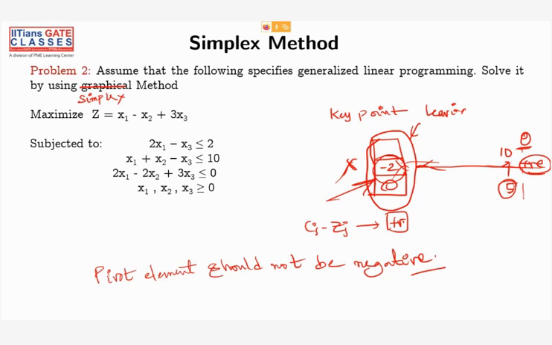Yeah, do. Come on, do. The row transformations will be applied up to column B only, right? Yes, you're right. Till column B only, you have to calculate. Theta will be calculated after selecting the entering column values.